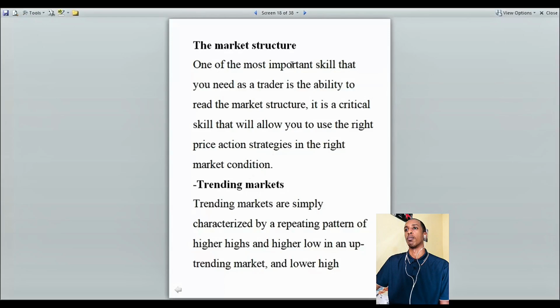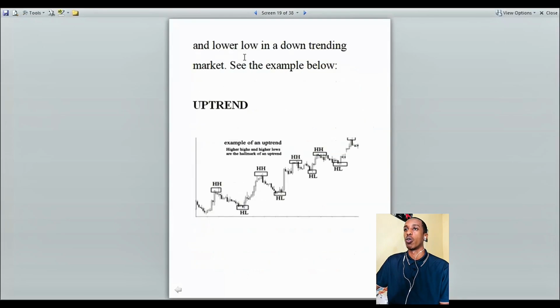So market structure has three different types. The first one is a trending market. Trending markets are simply characterized by a repeating pattern of higher highs and higher lows in an uptrend market, and lower lows in a downtrend market. See an example here of a trending market. A trending market has two types: an uptrend, and another one we will look at, called the downtrend.